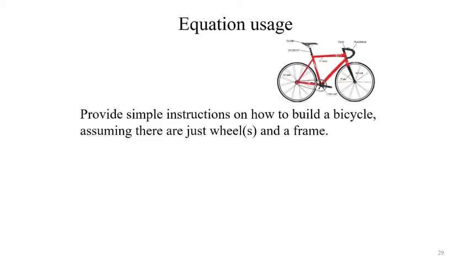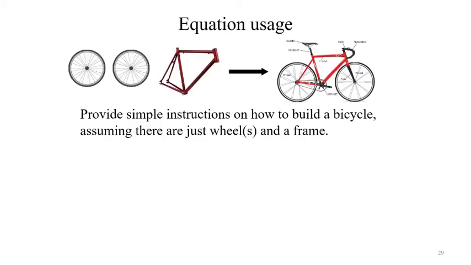If we were to try and provide simple instructions, so again, what we're going to do is step back from the chemistry and look at a larger thing. If we were to provide instructions on how to build a bicycle, assuming we just had wheels and a frame, we could say that we need those 2 wheels, and we put those 2 wheels together, okay, and this is our putting together process, we get our bicycle, and so we've assembled it.